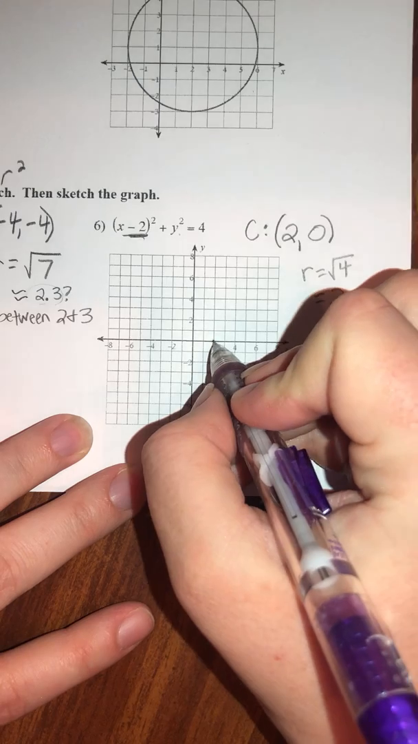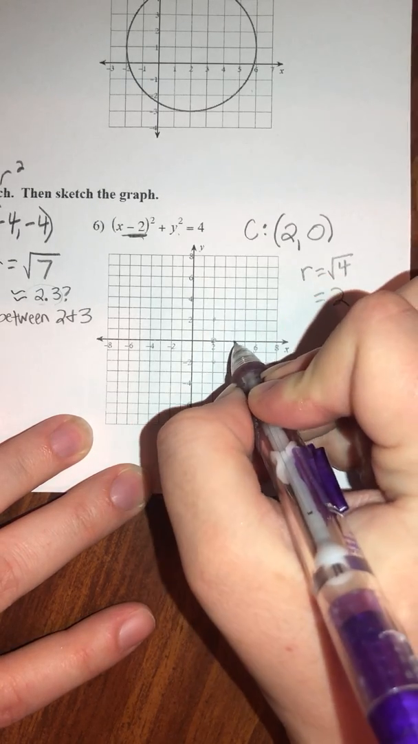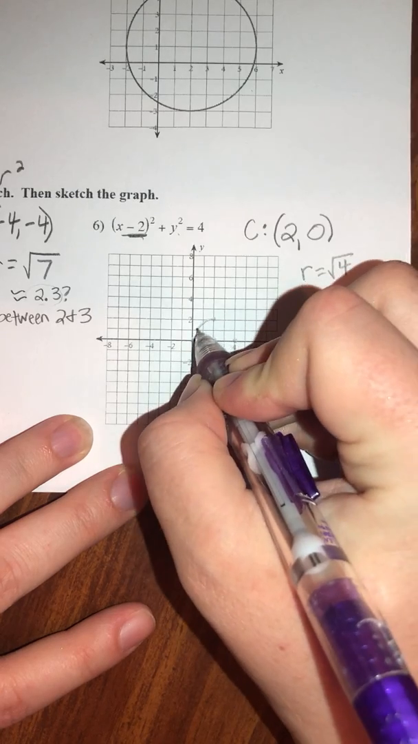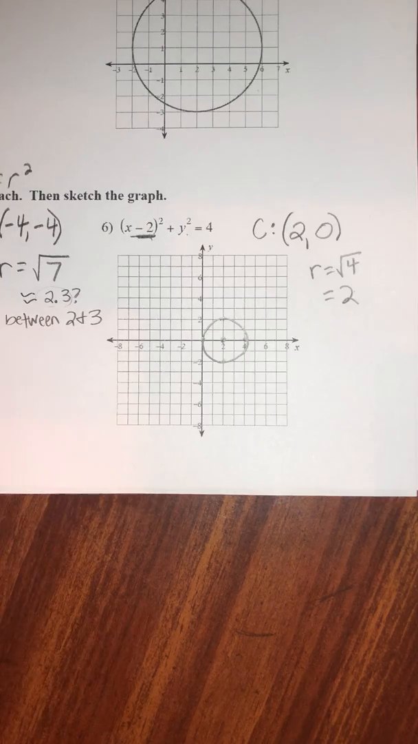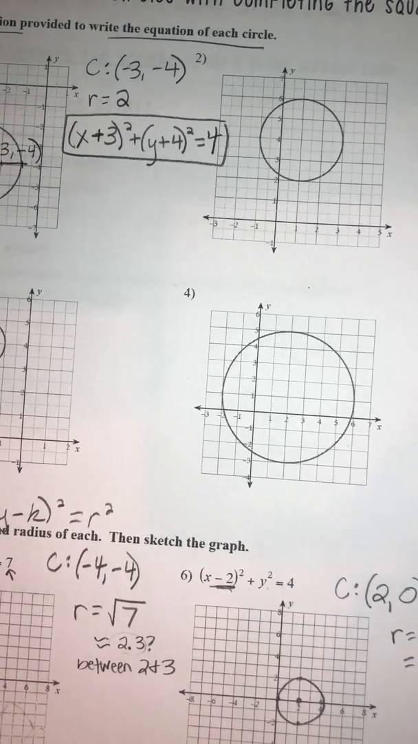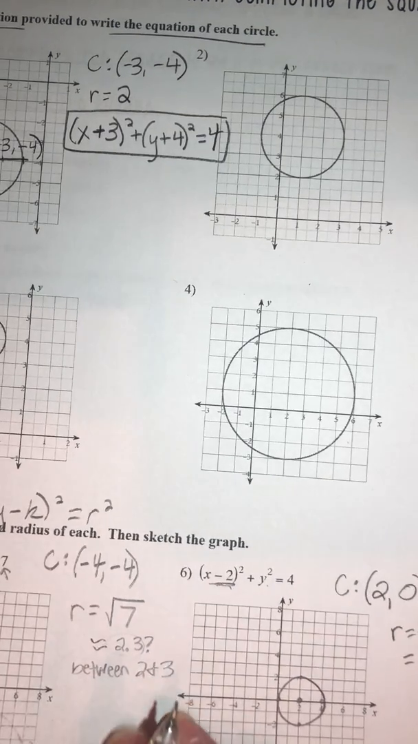So graphing that 2, 0, we're going to go up 2, down 2, right and left 2, and then sketch your circle. Okay. All right, so that's the first page of notes. You can, of course, go do the others, and an answer key is posted on Schoology, so you can check that if you have any questions on that.